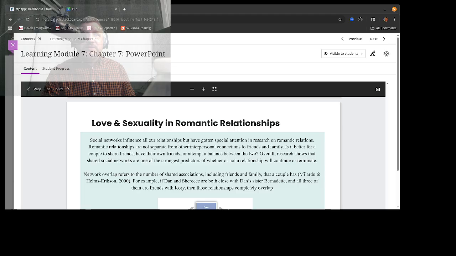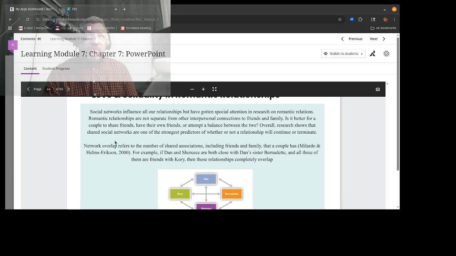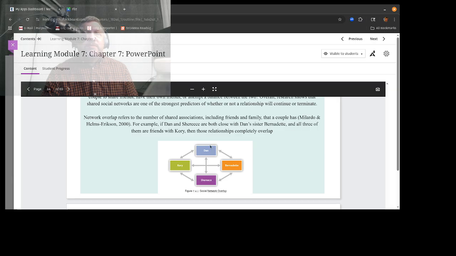Social networks also influence our relationships. Romantic relationships are not separate from interpersonal communication or connections with family and friends, right? So many times you'll find couples share family and friends or balance them, right? That's normal behavior. The book had a wonderful chart on how all are interconnected. Dan and Bernadette are together. Corey and Charisse are together. But they all hang out. They're part of a social network, right? They all talk to each other and they all interconnect.